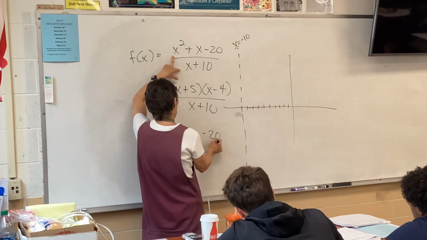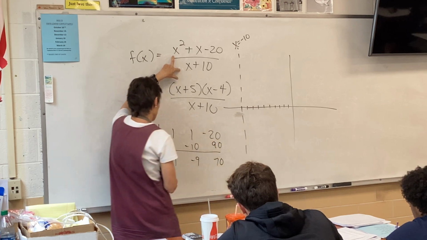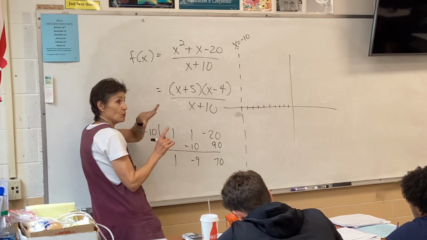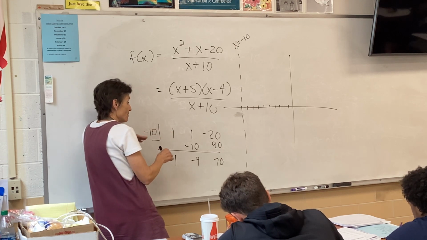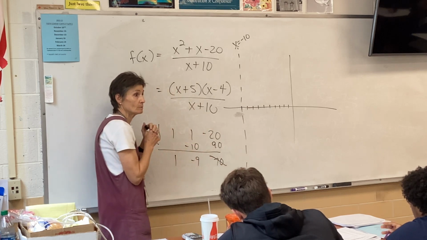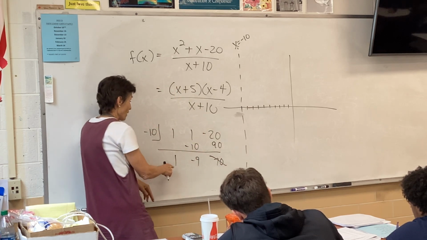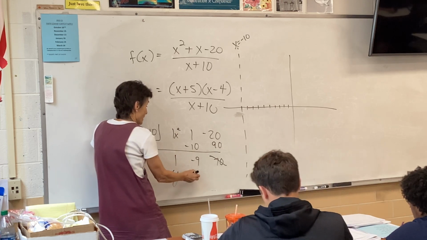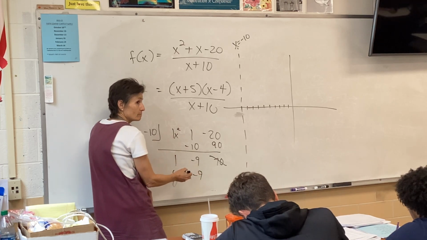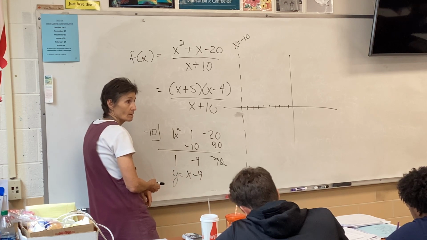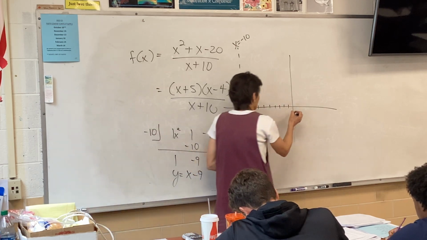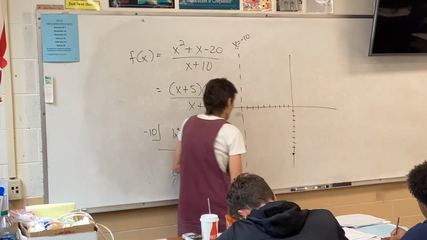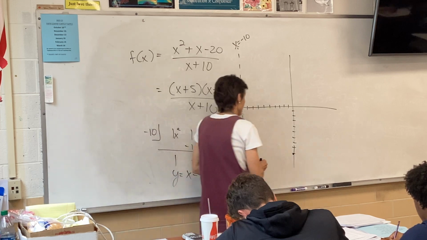Whoa. All right, double check that. Did I do that right? Okay, now the good news is, when I'm doing my end behavior asymptote, that number doesn't count. So my end behavior asymptote is simply going to be y equals x minus 9. Which is a line with a y-intercept at -9 and the slope of 1.